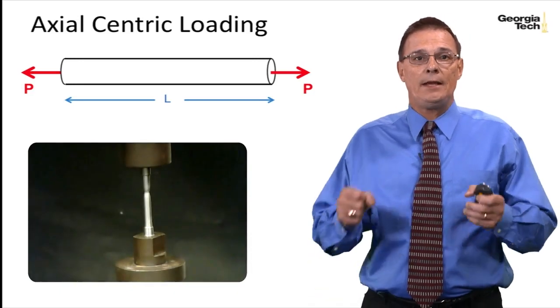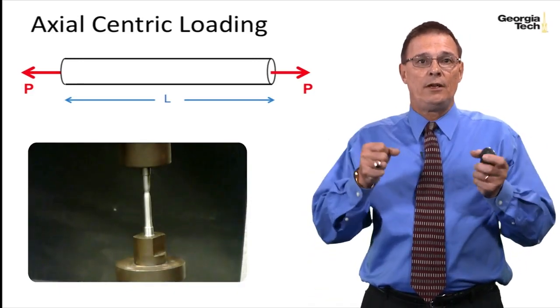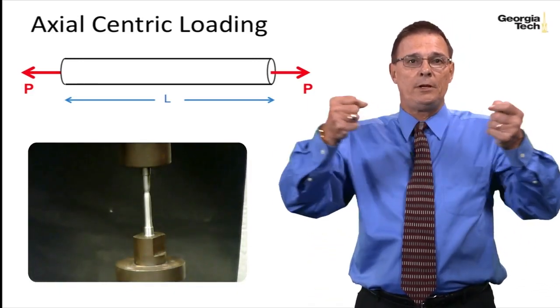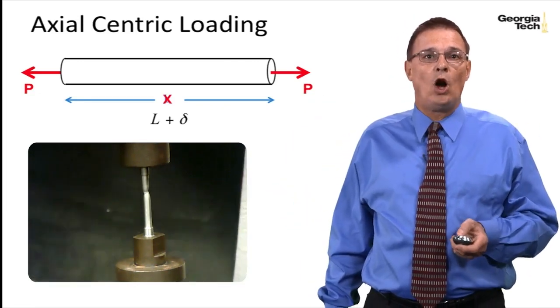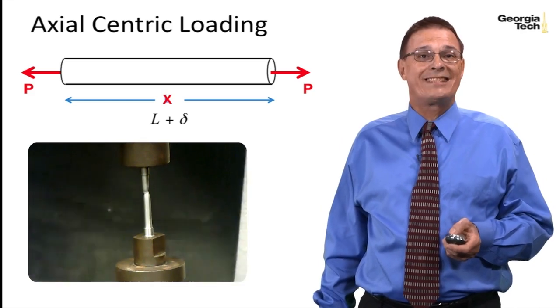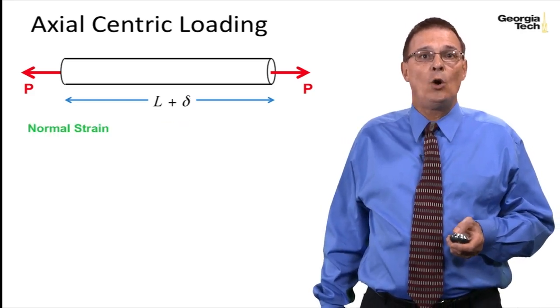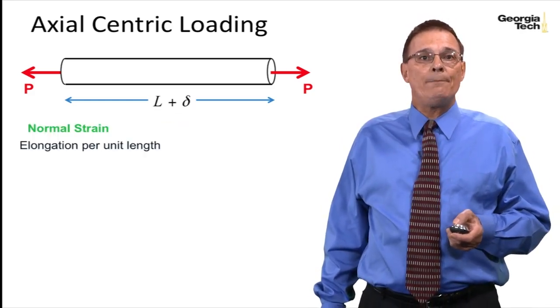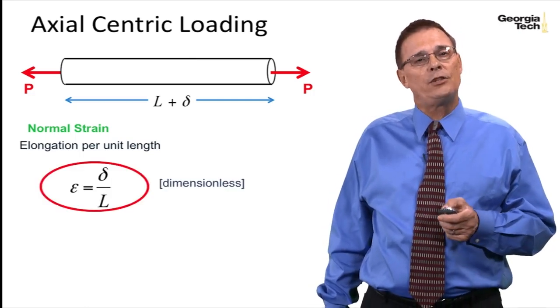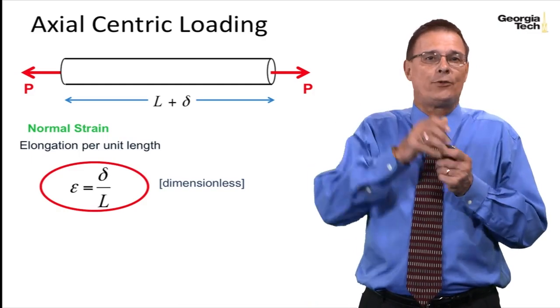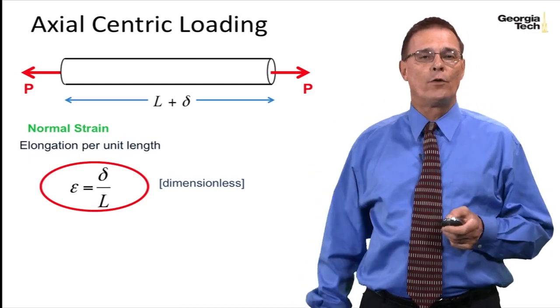And so again, here's that axial test that I showed before of a specimen being stretched by an axial force. The length becomes longer. It's some L plus delta. And so we talk about strain as being the elongation per unit length. And it's given the symbol epsilon, and so it's that delta, that stretch, over the length.